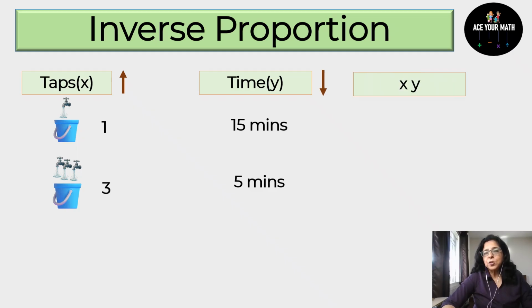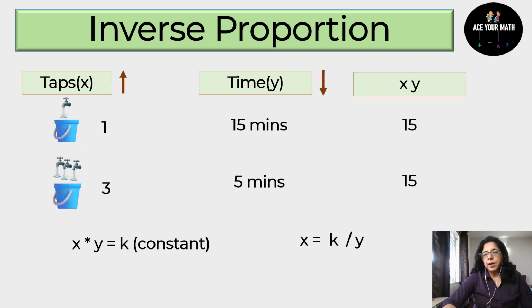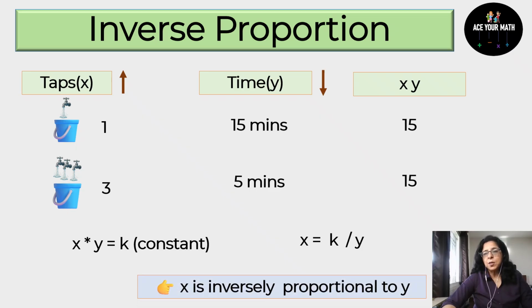Okay, and if you try to find the product of x and y, that will be constant. It means when you multiply 1 by 15, you get 15, and when you multiply 3 by 5, you get 15. So x and y is constant, or you can say x and y will not change. So you can write that xy equals k in generalized form, or you can write x equals k upon y. So when you write x equals k upon y, it means x is inversely proportional to y, which means if x increases, then y decreases in the same ratio.